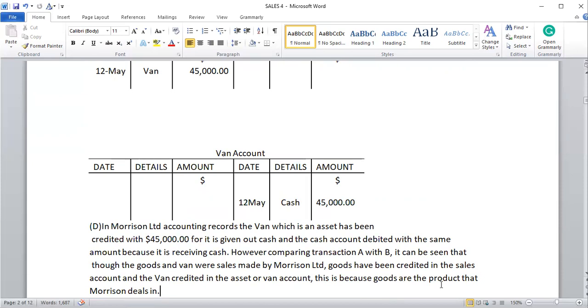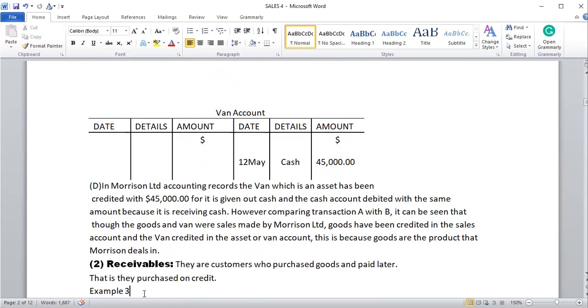This is because goods are the product that Morrison deals in. So as I said, sales means the particular goods that the company deals in. And we realized from the two examples that Morrison Limited made sales, one of goods and the other of a van. But because the goods are the particular goods that Morrison Limited deals in, we recorded them, or credited them, in the sales account. But the van is not that particular good. It's an asset that has been sold, so it has to be credited in the van account. Okay, let us go on.